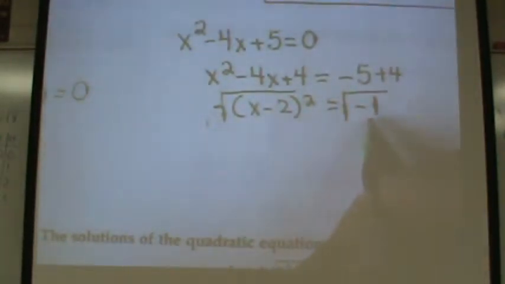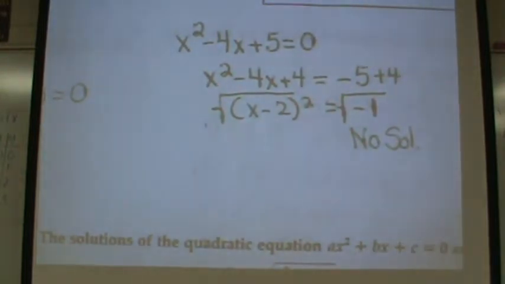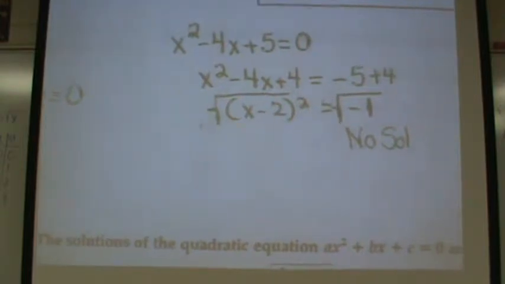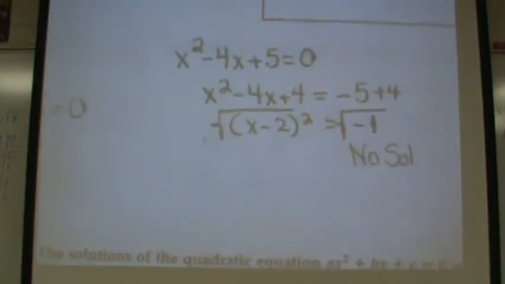What are you gonna say? No solution. You can't have a negative under the square root, so there's no answer. There will be no solutions on this one. But let's do another one where there is, so you see what that looks like. So this one you would stop right there and say no solution.